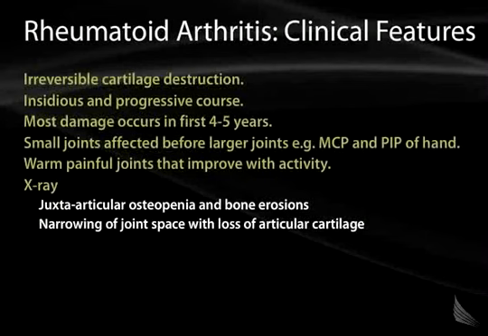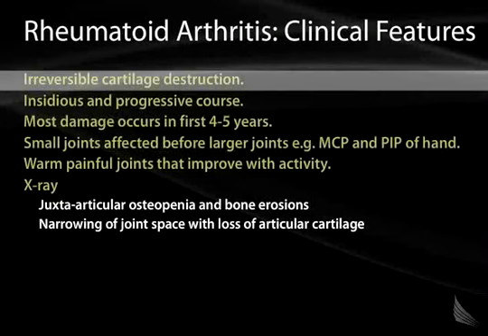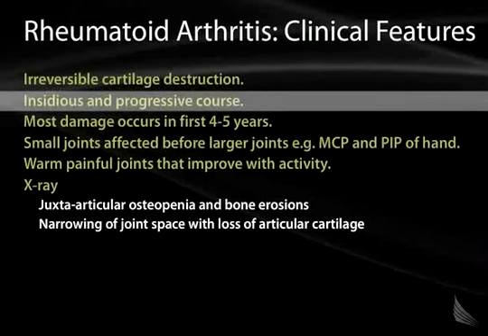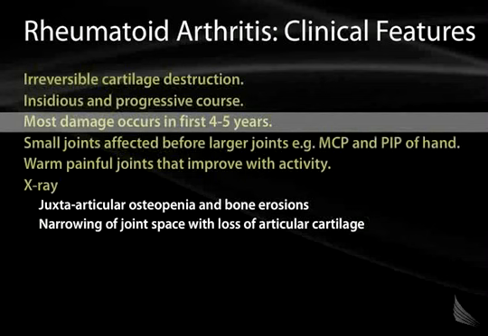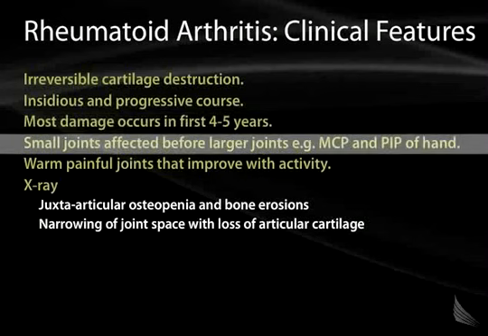Clinically, how these patients are going to present is with areas of irreversible cartilage destruction and a disease that follows an insidious and progressive course. Most damage in rheumatoid arthritis will occur within the first 4 to 5 years after the disease's initial presentation. Thus, it helps to be aggressive with one's therapy early. Small joints tend to be affected before larger joints. Thus, one will see, for example, the MCP joint and PIP joints of the hand affected before larger joints are.